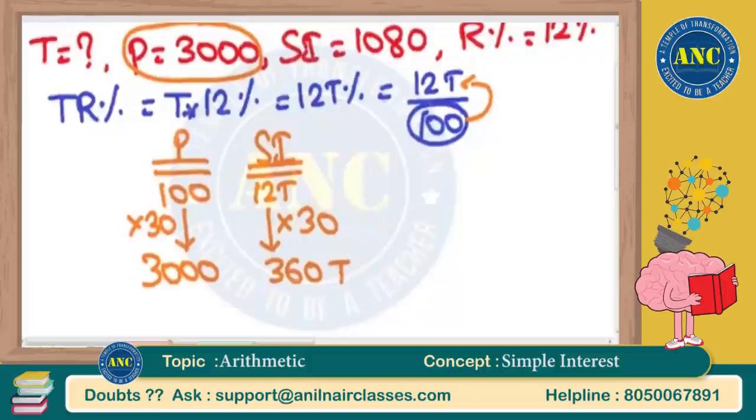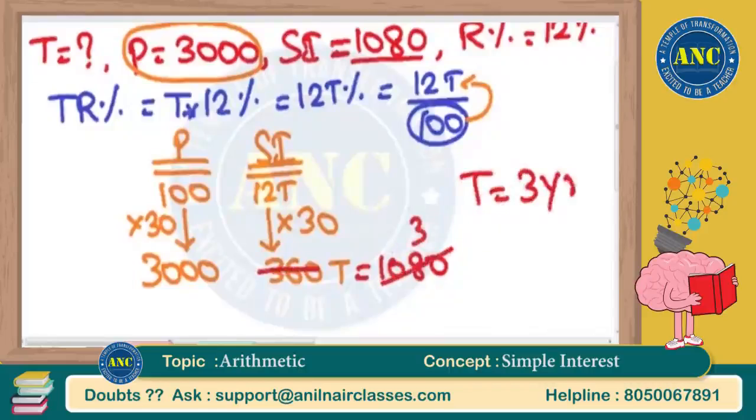Simple interest is 360t. Simple interest is also given in the question as 1080. Equate both of them. So 360 into 1, 360 into 3. T value is how much? T value is 3 years. Answer for this question is 3 years.